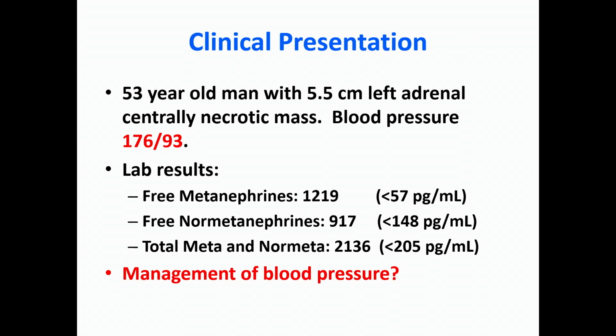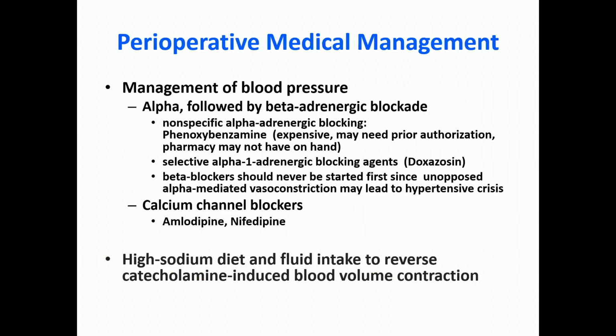So going back to our patient, the 53-year-old gentleman with the 5.5 centimeter left adrenal mass, who has significant hypertension. He had lab studies performed, and those showed very elevated free metanephrines and normetanephrines. So the next question, in terms of getting him to surgery and managing his blood pressure, is how should it be best managed? So management of high blood pressure is approached with alpha blockade followed by beta blockade. So options, you could consider non-specific alpha blockade with phenoxybenzamine.